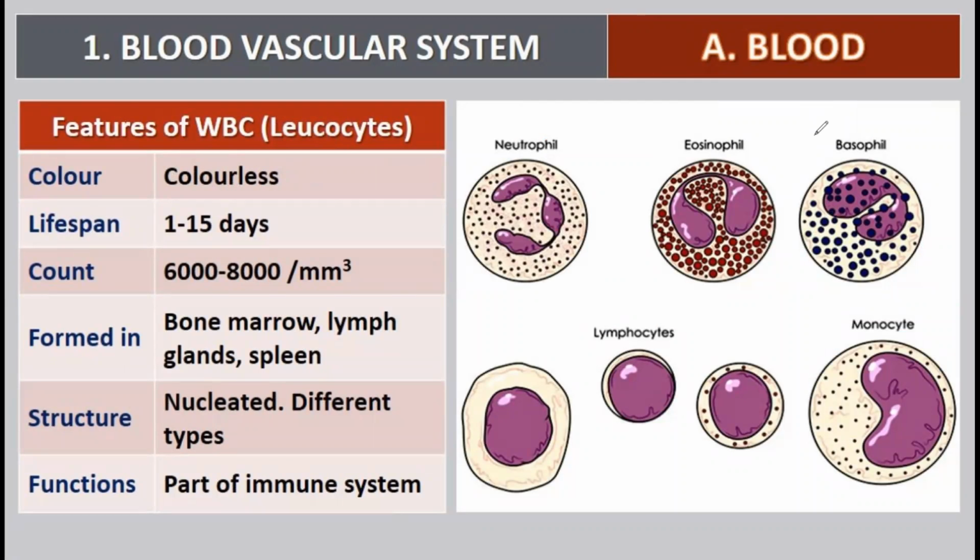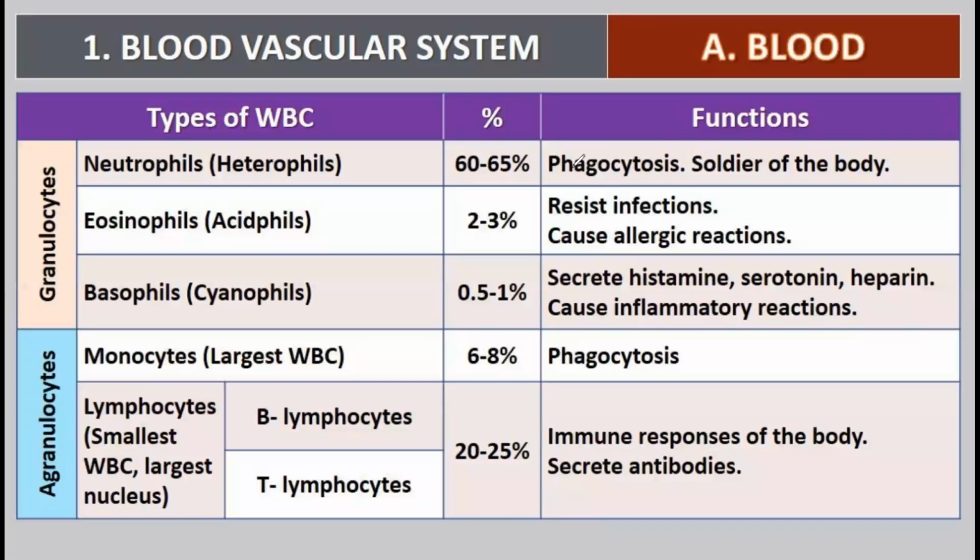Next comes the WBC. WBC, as you can see on your screen, there are different types: neutrophils, eosinophils, basophils, which are granulocytes, and lymphocytes, monocytes are agranulocytes. They are colorless. Lifespan is about 1 to 15 days. Count is 6,000 to 8,000 per mm³. WBC are formed in bone marrow, lymph glands, and spleen. Structurally, they are nucleated with different types, and they play an important role in the immune system.